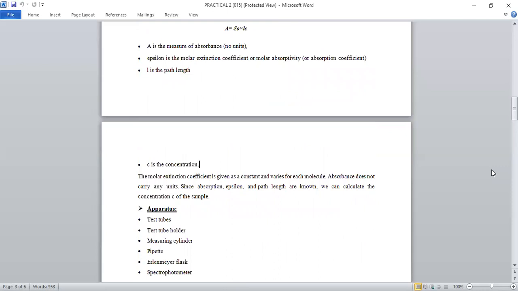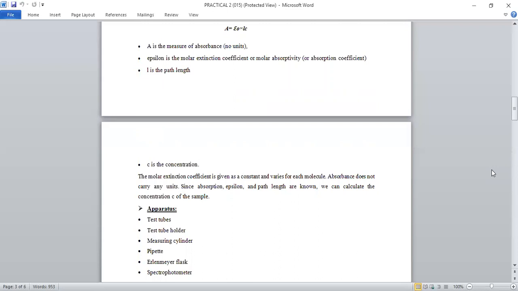A = εLC. A is the measure of absorbance. Epsilon is the molar extinction coefficient or molar absorptivity, and L is the path length. C is the concentration. The molar extinction coefficient is a constant and it varies for each molecule. Absorbance does not carry any units. Since epsilon and path length are known, we can calculate the concentration C of the sample.